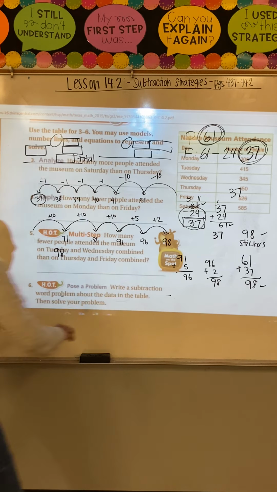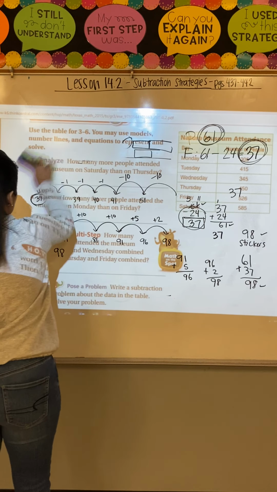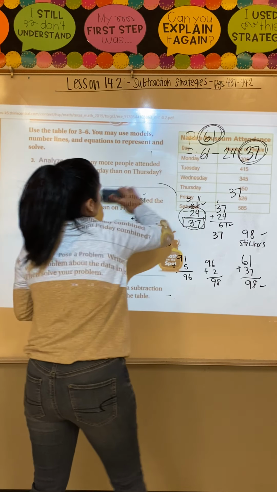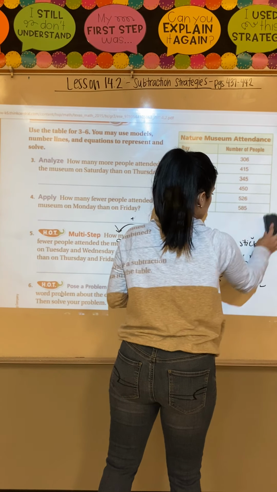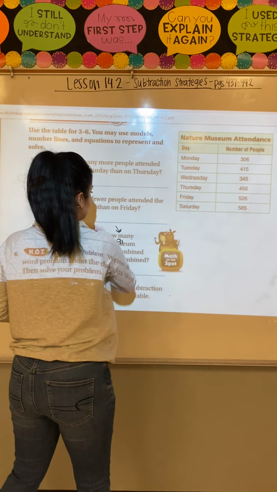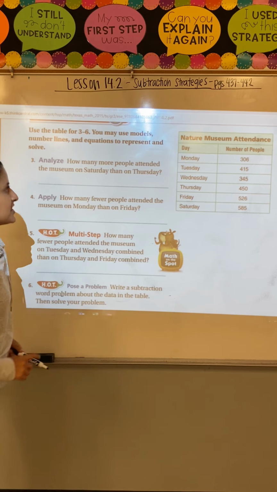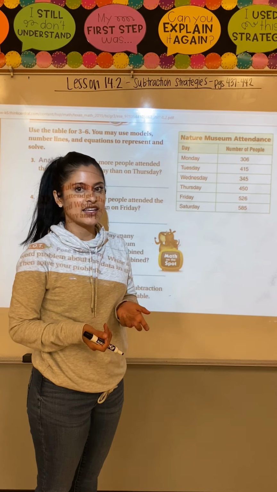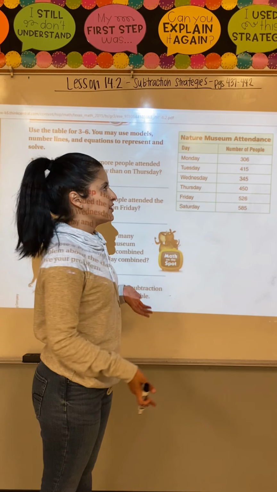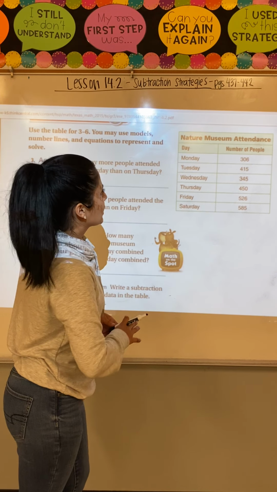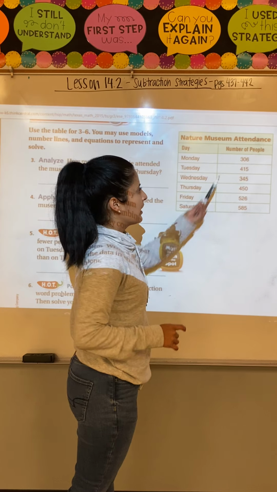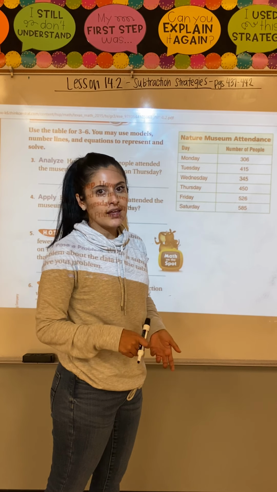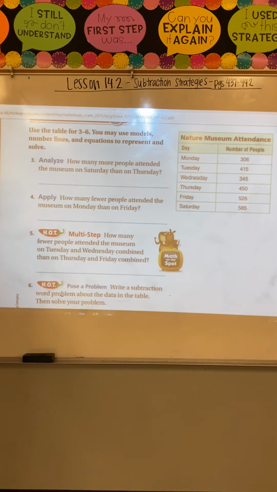All right, I'm going to be on page 439. I'm going to do number 4 using this table. So let's go ahead and take a look at our table. Take a look at your stimulus. The title is Nature Museum Attendance. Remember, attendance is the amount of people that went to that museum. Our categories are the day of the week and the number of people that went on each day.